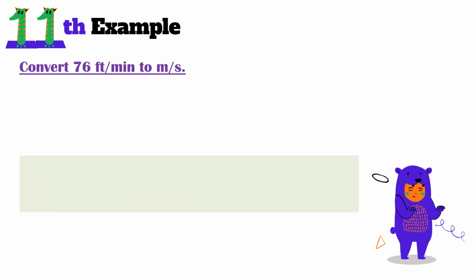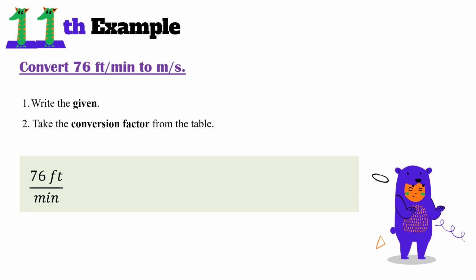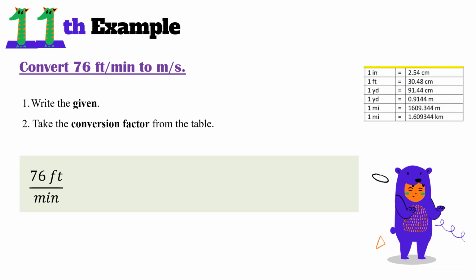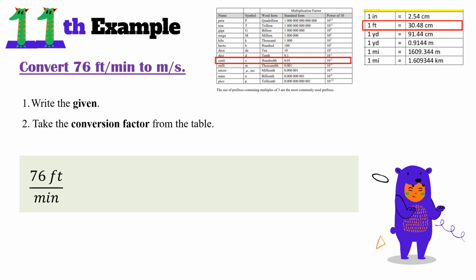For the last example, or the 11th example, what if we have 2 units in one value? So you convert 76 feet per minute to meter per second. First you have to write the given in fraction form. That's 76 feet per minute. And then take the conversion factor from the table. In this case, we have to convert feet into centimeter, and then centimeter to meter, and we need also to convert your minute to seconds.